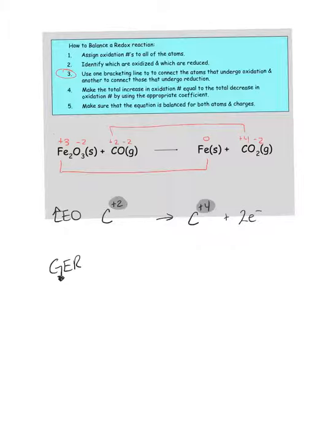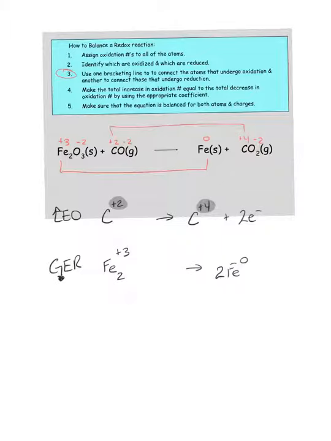The GER is going to be iron with a plus 3 charge, and there's 2 of them, becoming iron with the 0 charge. Now this is not balanced for mass, so we've got to balance it for mass first. We're going to put a 2 here. When we get that 2 there, now we can figure out how many electrons are being gained.